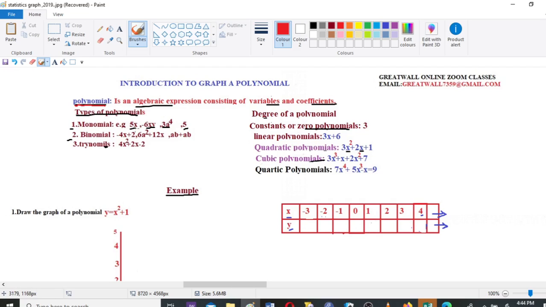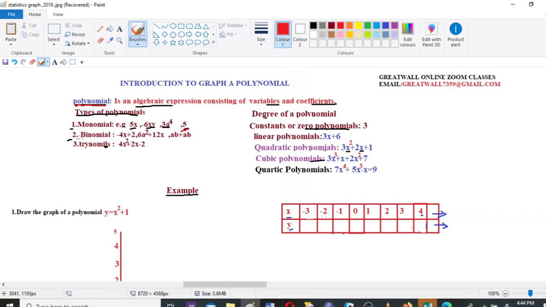So monomials are polynomials containing only one term. That term can be a constant like 5, it can be 5x, it can be 6xy, it can be a negative term. As long as it is just one term, then that is a monomial. It is a type of polynomial.